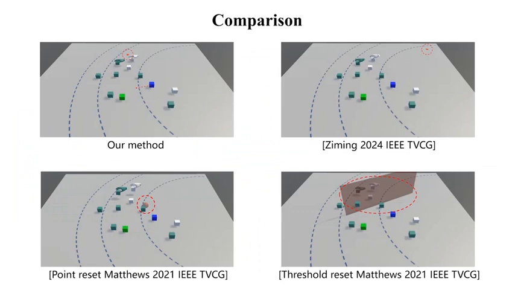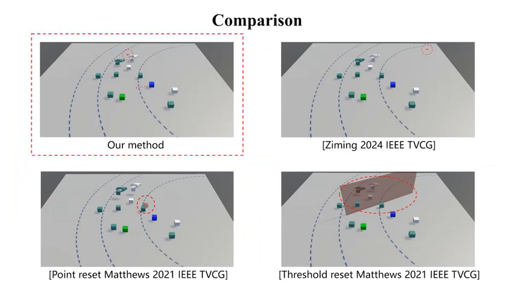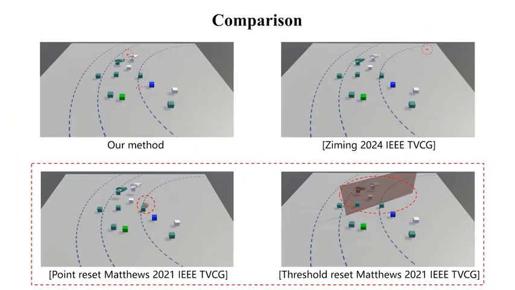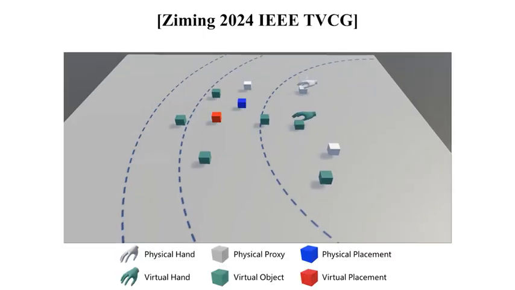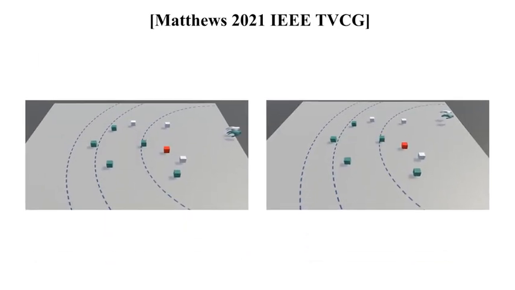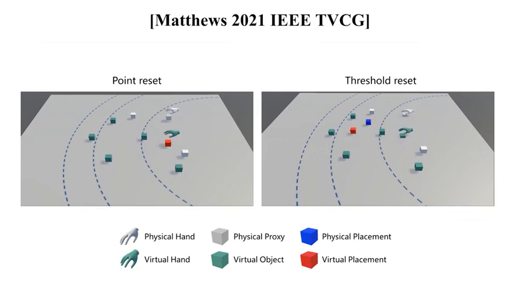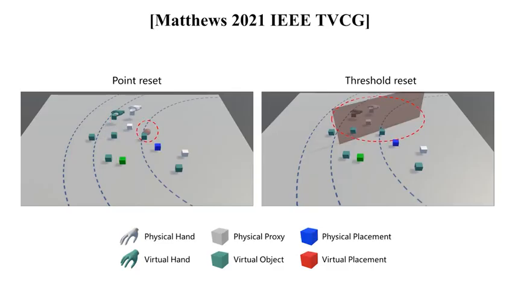We compared the comfort and efficiency of our method with Siming's method and Matthews' method. The method of Siming et al. does not perform any optimization on the position of the reset point, and sets the reset point fixedly at the corner of the desktop, which satisfies the psychological needs but creates additional hand movement. The point reset and threshold reset methods of Matthews et al. consider only 2 factors, distance and threshold, which reduces additional hand movement, but fails to satisfy users' ergonomic and psychological needs.